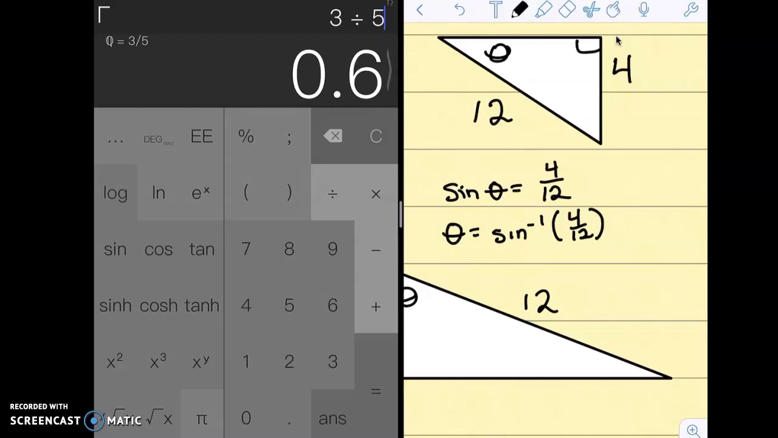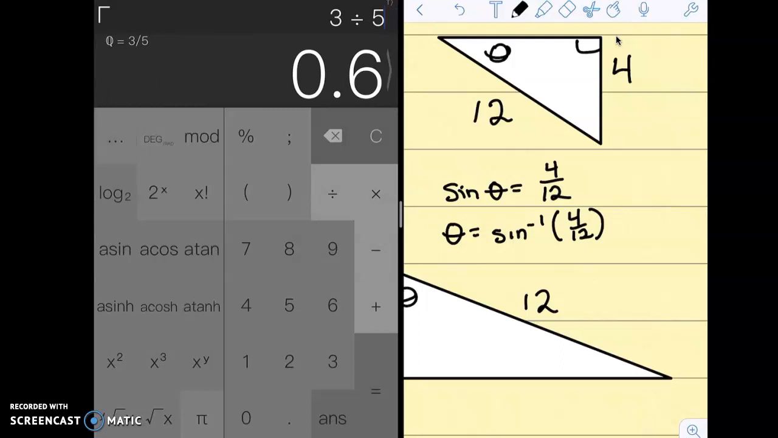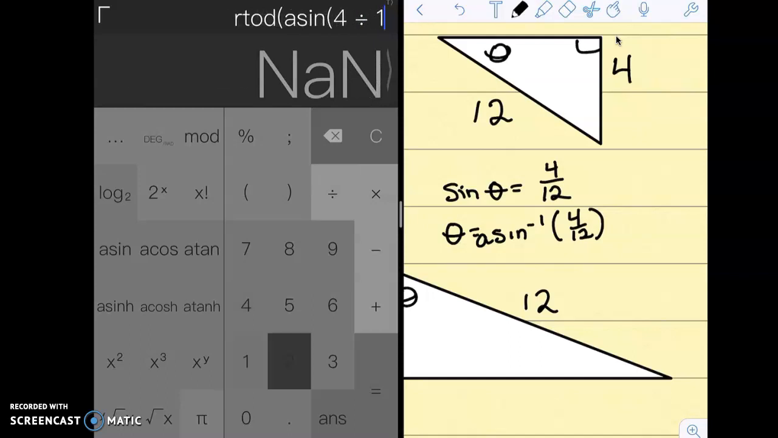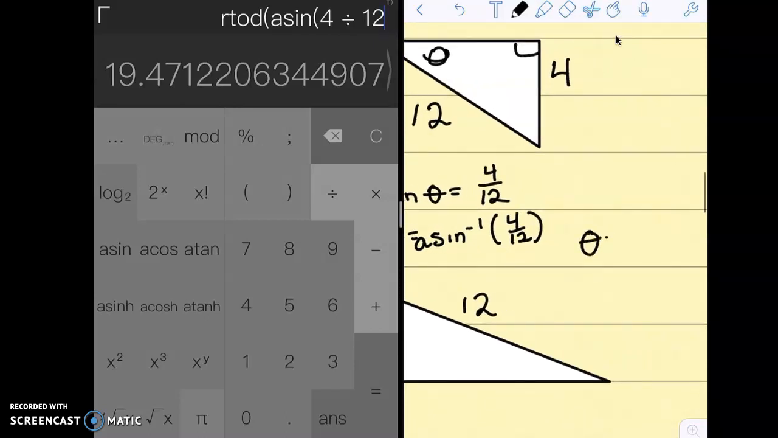In your calculator, it's called A sine. So I clicked the 3 buttons in the top left. A sine. A stands for angle. So I'm going to put an A right here to help you remember. So we're going to type in A sine 4 divided by 12. What's the measure of my angle? 19.471 degrees. So theta is 19.471. Don't forget the degree mark. The degree mark is super important.